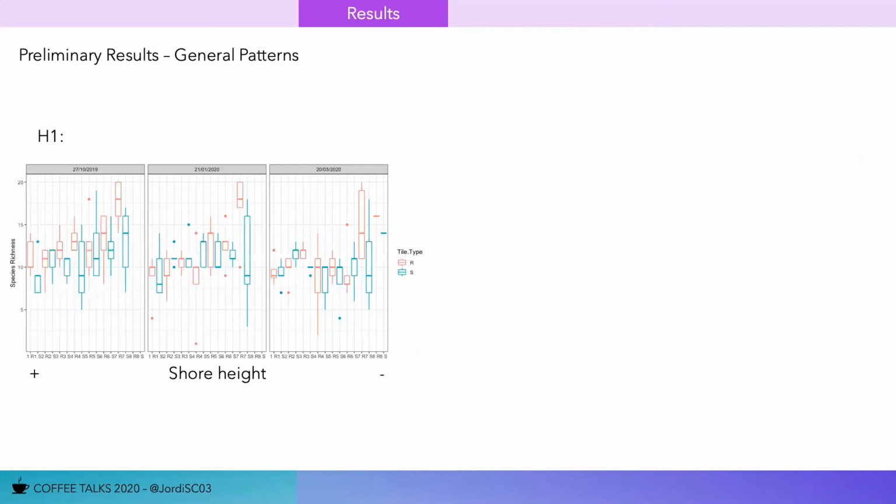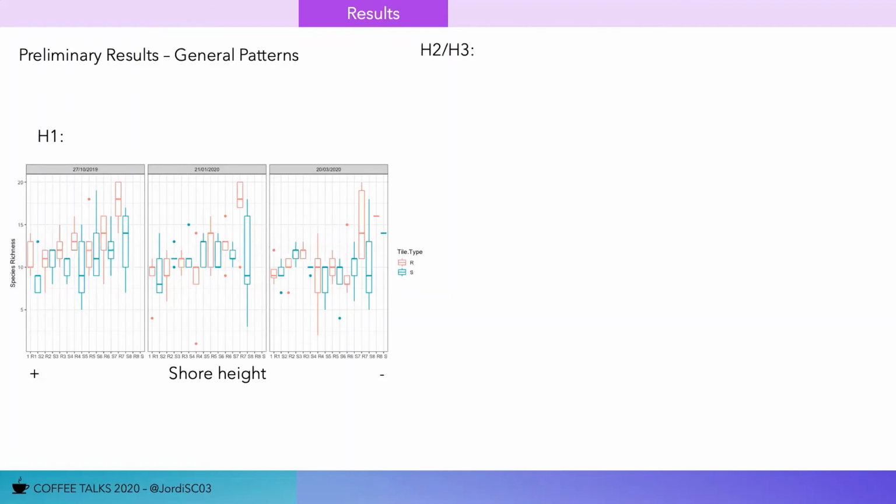But so far we have a preliminary look at the data. This x-axis basically goes from top to bottom of the shore, okay? And then we have colors, R for rough tiles and S for smooth tiles. The general pattern that we can see is that in autumn, differences between rough and smooth tiles are maintained, but in winter these are lost except for the lowest tiles on the rocky shore. And mainly this is the main pattern that we can see.